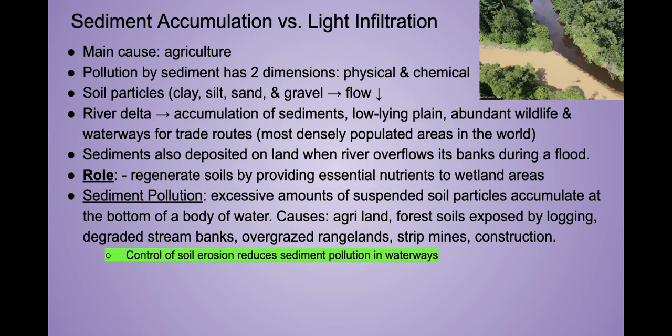Now, naturally, we have always had sediment accumulation. For example, river deltas have formed in the past, and we do know some river deltas. A river delta is a natural accumulation of sediments, usually in a low-lying plain, where I have abundant wildlife, where I have waterways for trade routes, and places with a very high population, because of the ability of those places to provide a lot of ecosystem services as well. Sediments are also deposited on land where the river overflows its bank during a flood.